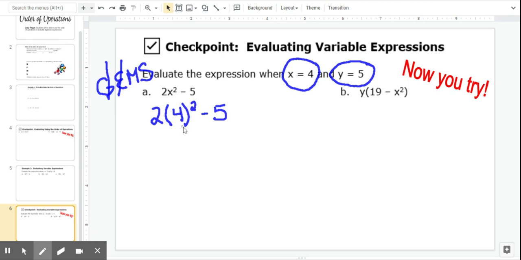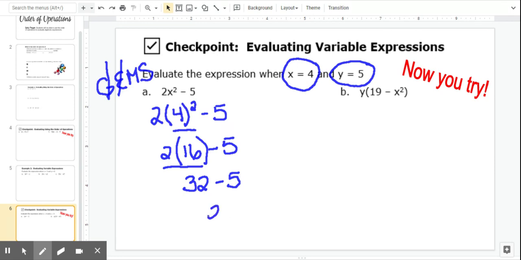What is 4 to the second power? 4 to the second power means 4 times 4. That gives me 16. Drop down the remainder of the problem. What's the next step? Good, I need to multiply. So 2 times 16 gives me 32. Bring down that minus 5. One more step. What's my final answer? Final answer is 27.